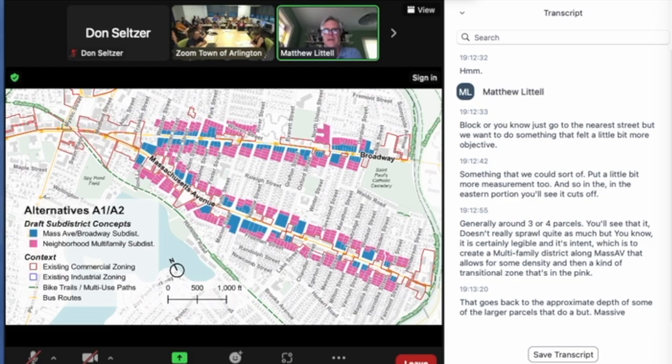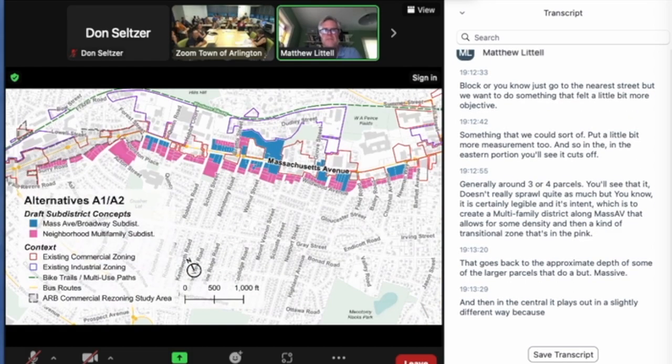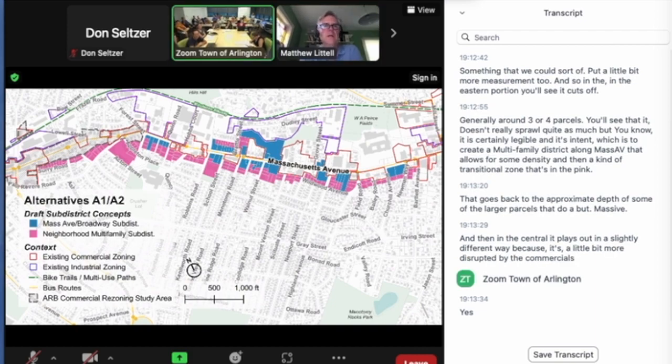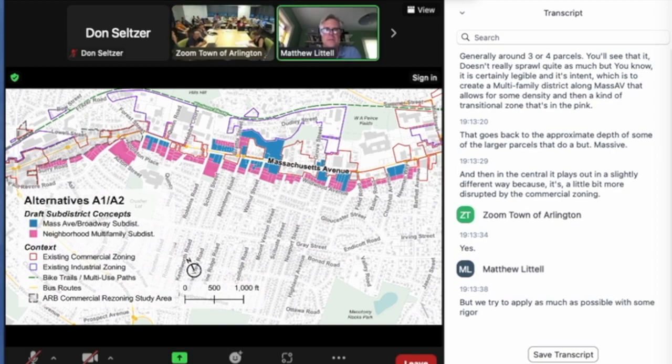And then in the central, it plays out in a slightly different way because it's a little bit more disrupted by the commercial zoning, but we try to apply as much as possible, with some rigor, again, that 250-foot rule.